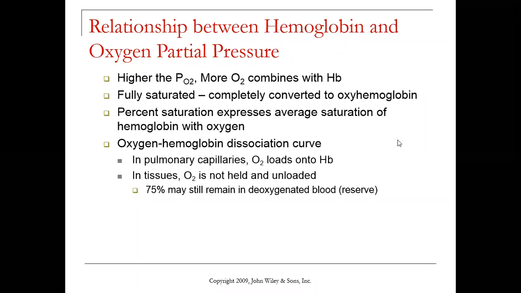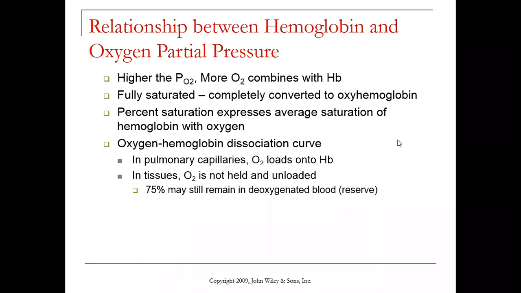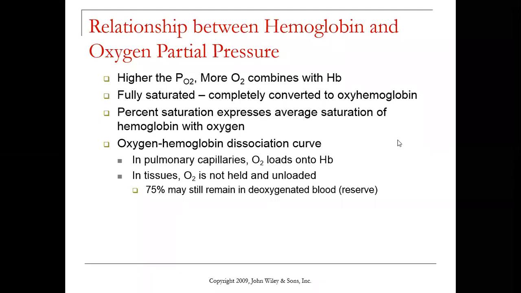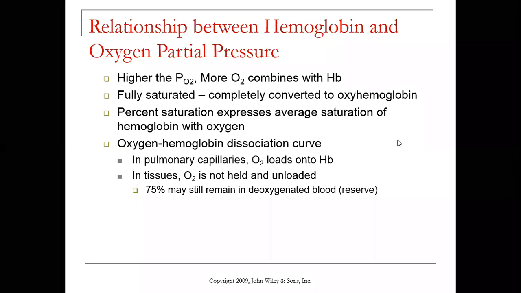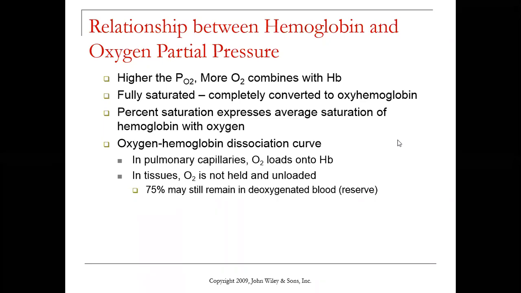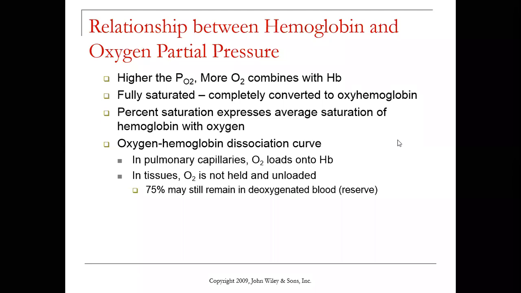Okay, so in full saturation, 100% of the hemoglobin must have the oxygen and convert into oxyhemoglobin form. The percent saturation expresses average saturation of the hemoglobin with the oxygen. So it means 98% shows that 98% of the hemoglobin binds with the oxygen. Then the oxygen hemoglobin dissociation curve is very important. We will discuss that in the next class, inshallah. In pulmonary capillaries, oxygen loads the hemoglobin, and in tissues oxygen is being left and unloaded.